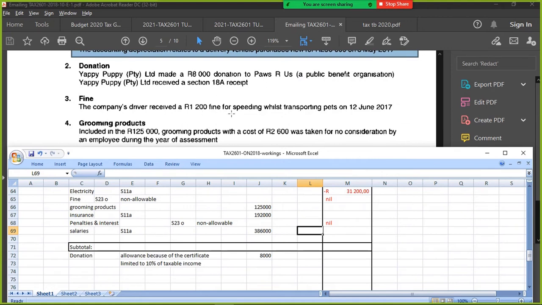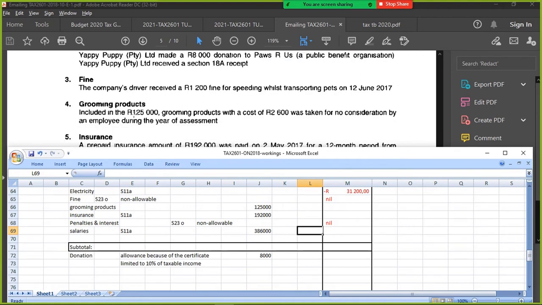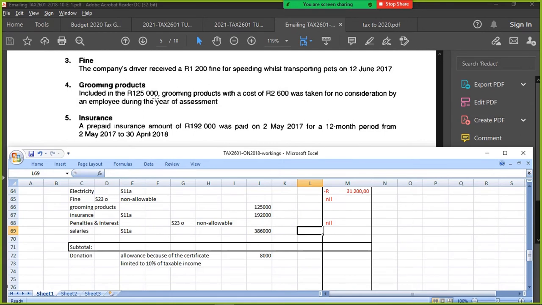Okay, the fine while speeding. Yeah, doesn't matter what it's for. You can't deduct it. Grooming products, including the 125,000, grooming products with a cost of 260 was taken for no consideration by an employee during the year of assessment. What is that?